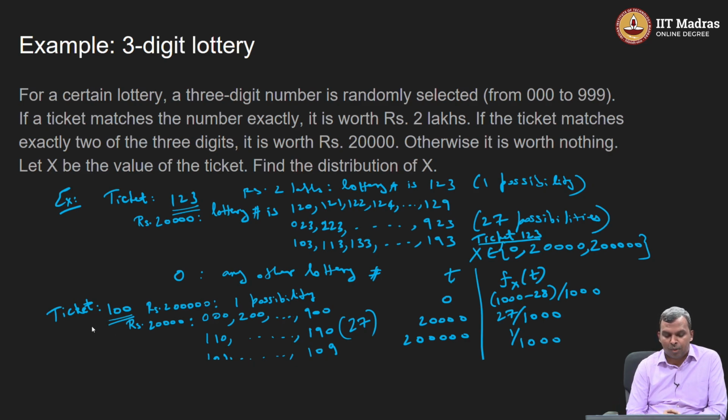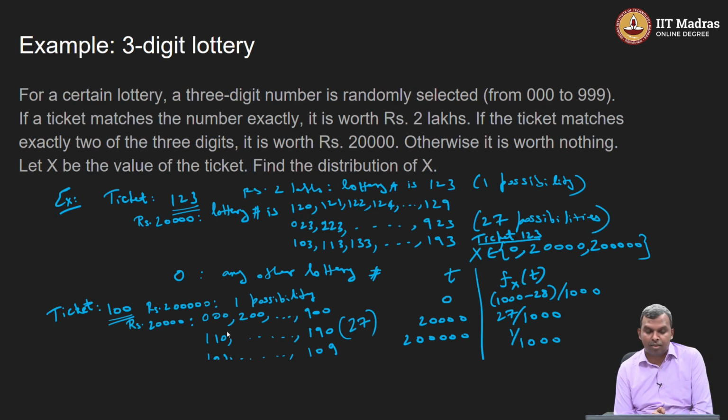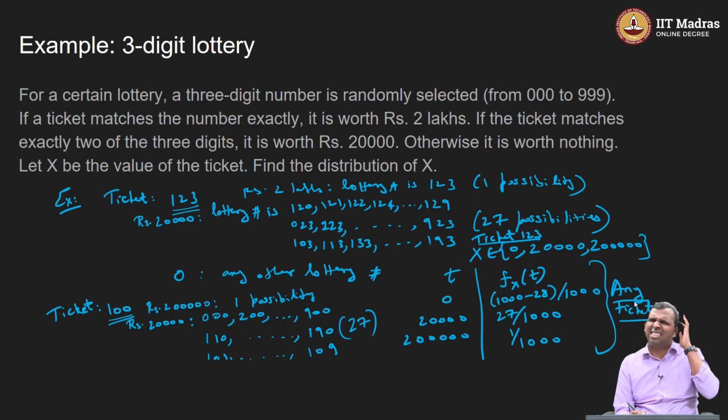So, not just for ticket 1, 2, 3, for any ticket you will have one possibility for 2 lakh, 27 possibilities for 20,000 and then 972 possibilities for the remaining other possibilities, which is 0. Okay. So, this looks okay for any ticket. This is true for any ticket. Okay. So, this needs a bit of calculation.